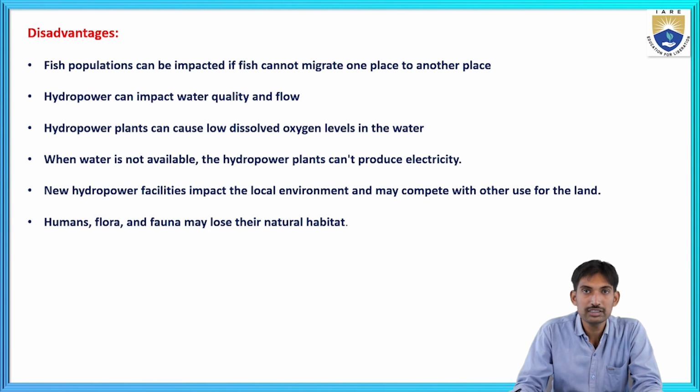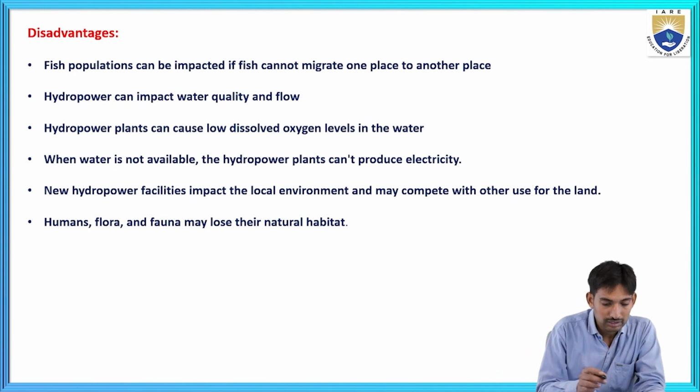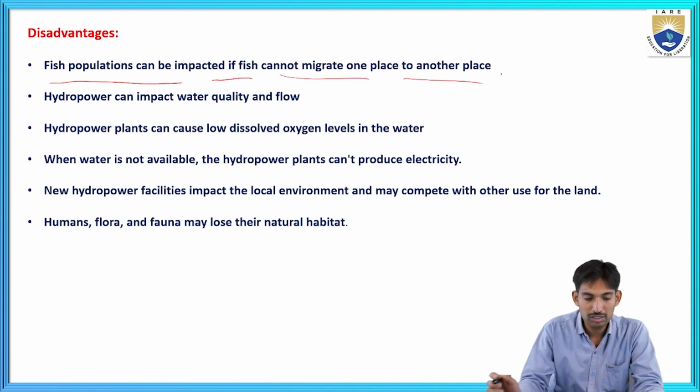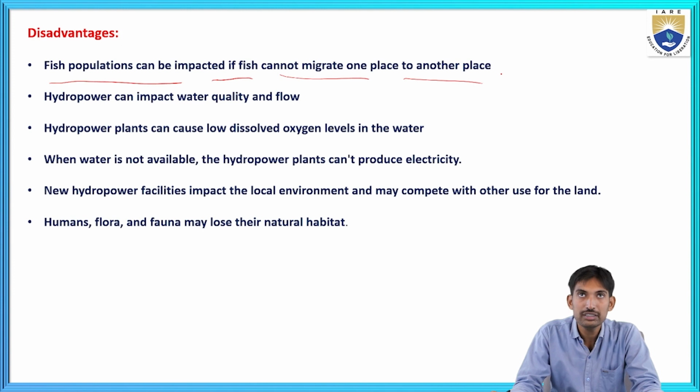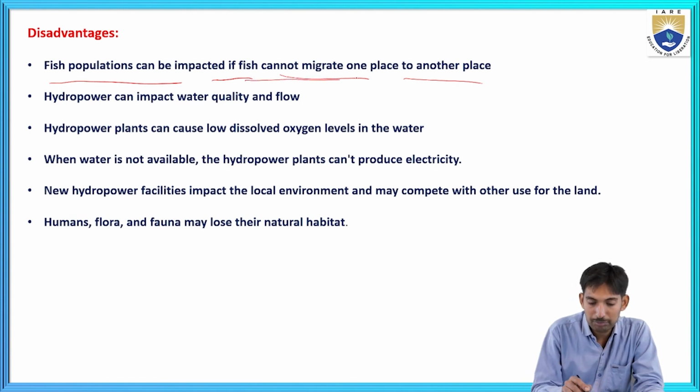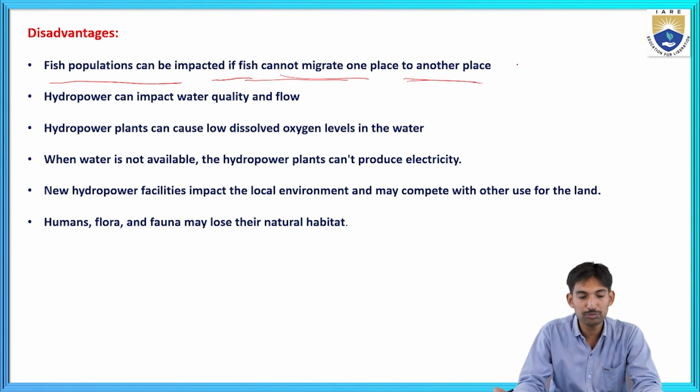See the disadvantages of hydropower energy. The fish population can be impacted by a hydropower plant if fish cannot migrate from one place to another.